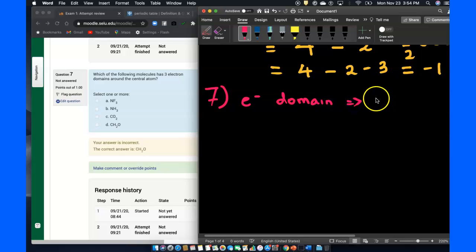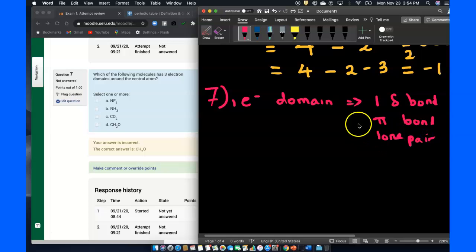We said it could be a sigma bond. It could be a pi bond. Yes, a pi bond is 2 bonds, but it's taken to be 1 electron domain. Or it could be a lone pair. Yes, a lone pair has 2 electrons, but it's taken to be 1 single electron domain. Or it could be a triple bond. Yes, a triple bond has 6 electrons in it, but it's taken to be 1 electron domain.